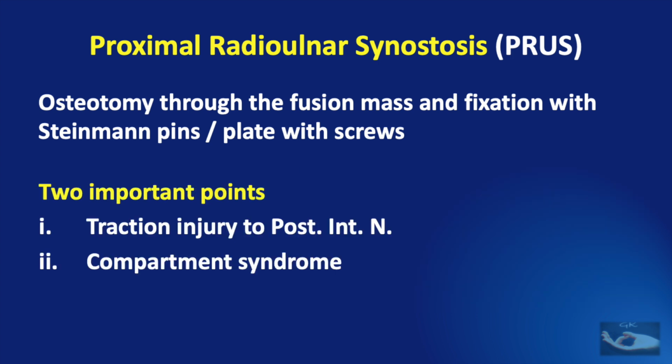There are two very important points that need to be considered when performing this procedure. The first is traction injury to the posterior interosseous nerve and the second is compartment syndrome. Methods to diminish neurovascular problems have been proposed, including resection of 5 mm of bone from the osteotomy site and even a prophylactic forearm fasciotomy.